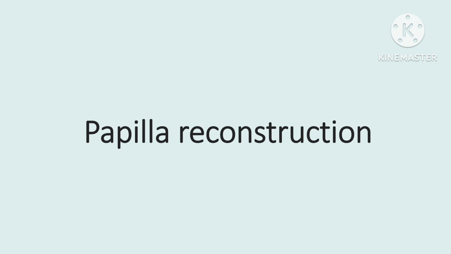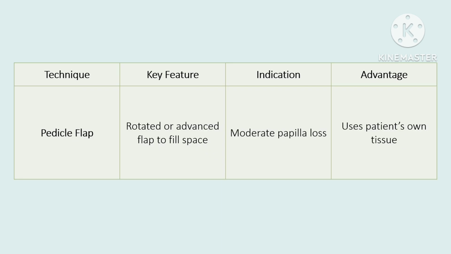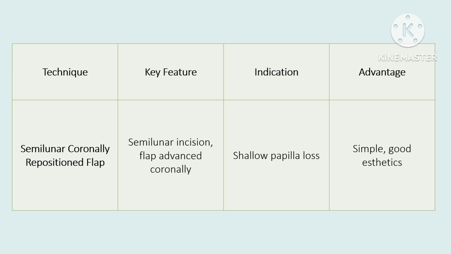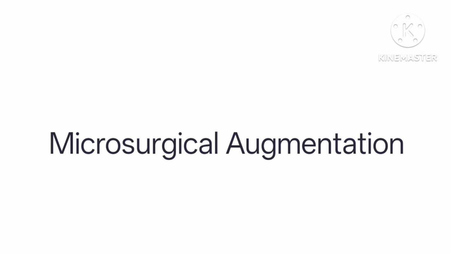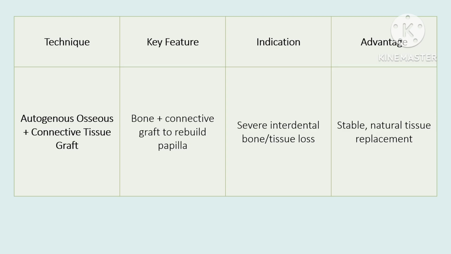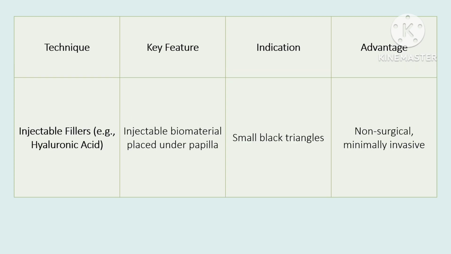When the interdental papilla has already been lost, reconstructive techniques are required to restore aesthetics and function. These include pedicle flaps, where adjacent gingival tissue is rotated or repositioned into the defect. Autogenous osseous grafts with connective tissue graft, which provide both hard and soft tissue bulk for rebuilding lost structure. Microsurgical augmentation performed under magnification enhances precision and vascular supply, improving the aesthetic outcome. More recently, injectable fillers such as hyaluronic acid have emerged as a minimally invasive alternative, especially in cases where surgery is not preferred.